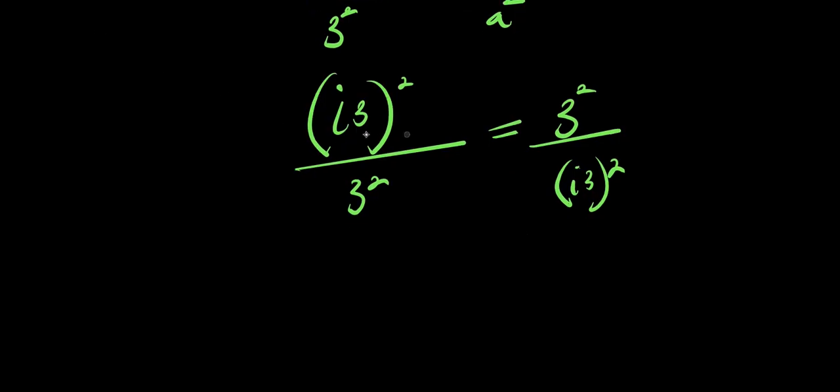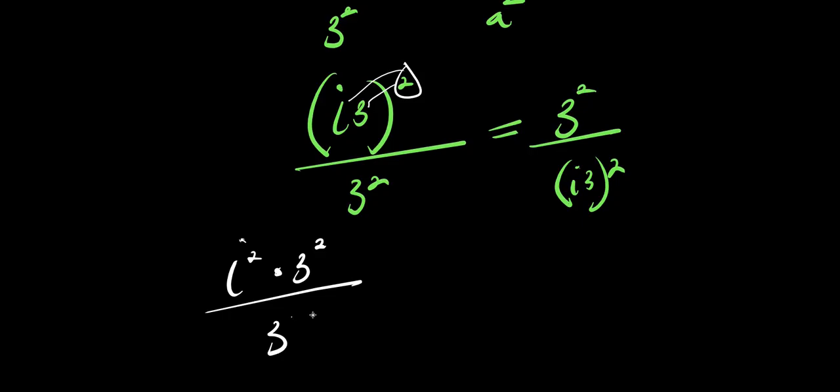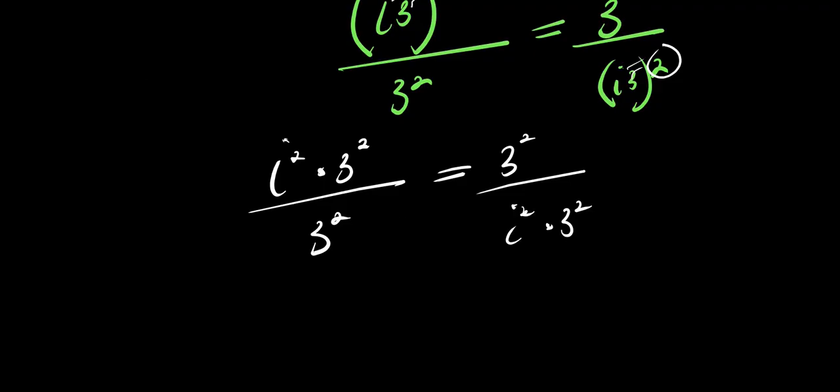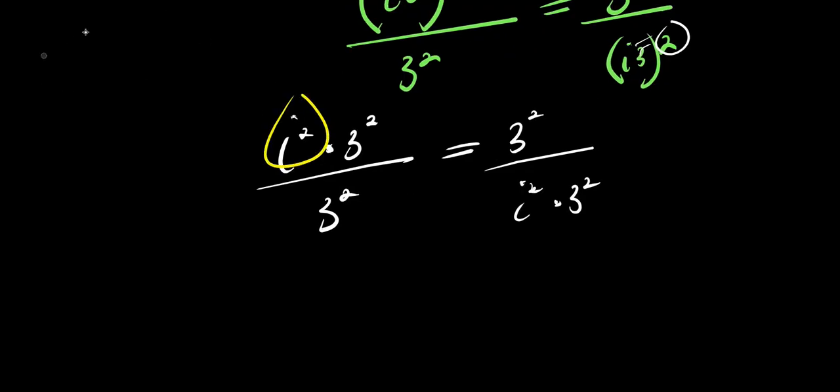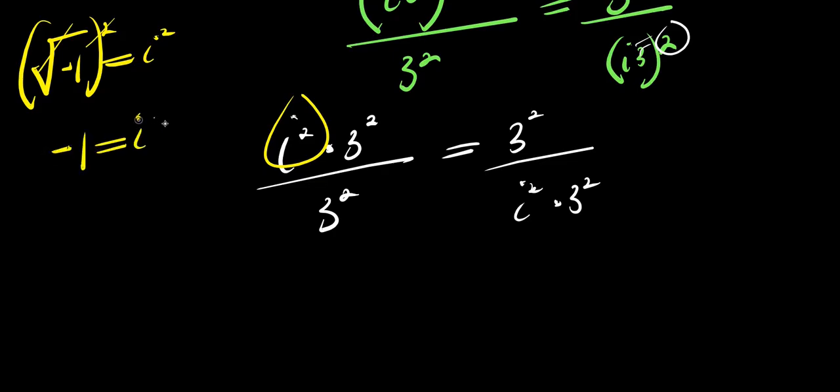So right now, I can distribute this to each of the terms here. So I have I power 2 times 3 power 2 divided by 3 power 2 equals 3 power 2 divided by I power 2 times 3 power 2. I also distribute this to each of the terms right there. So what are we going to do right now? What is the value of I power 2? Remember, square root of negative 1 equals I. If you take the squares, this cancels this, so you have negative 1 equals I power 2. So that means we are going to have negative 1 here.